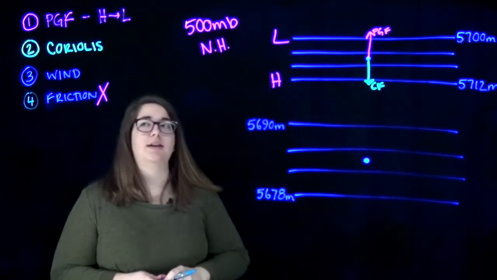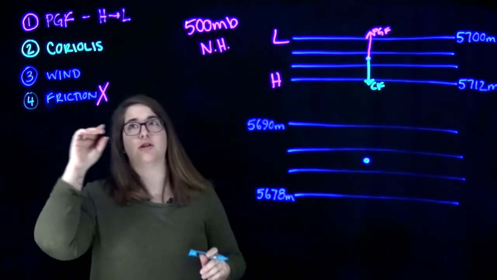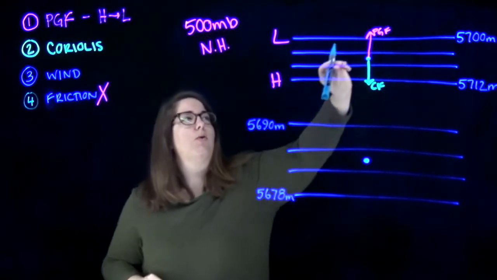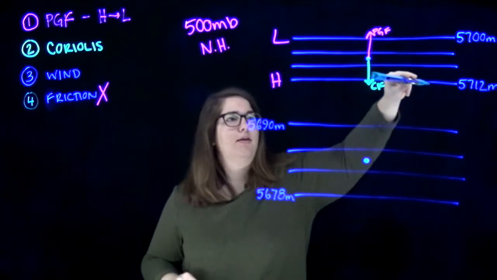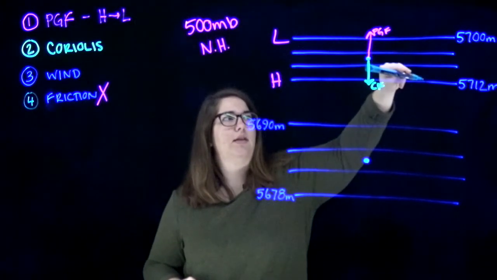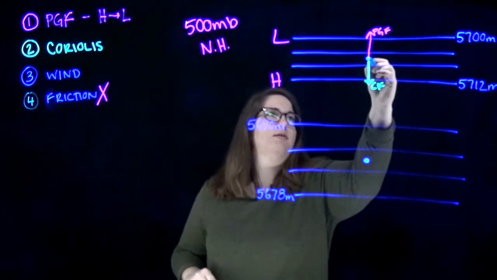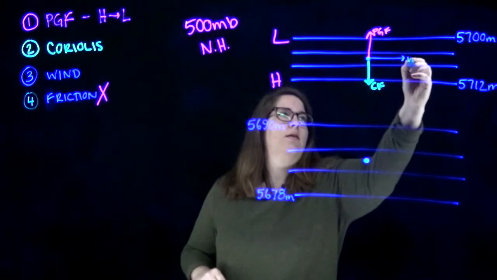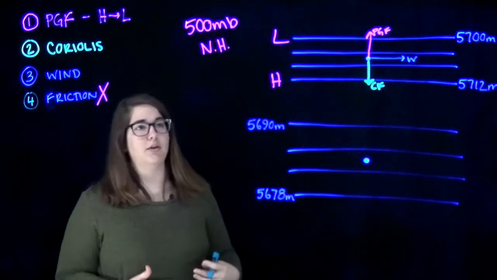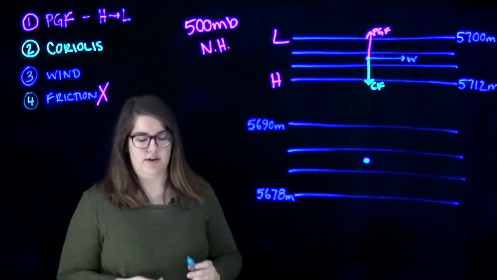Lastly, we can add our wind in since we don't have to worry about friction here. Our Coriolis still pulls our wind to the right, so you still have to know which way you're traveling in the northern hemisphere. So our winds are going to go this way and end up being parallel with our isobars for our figure.